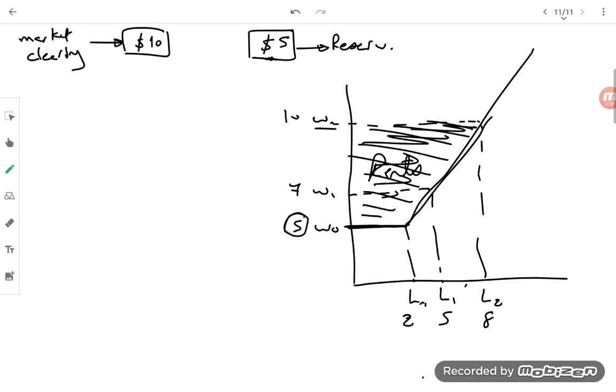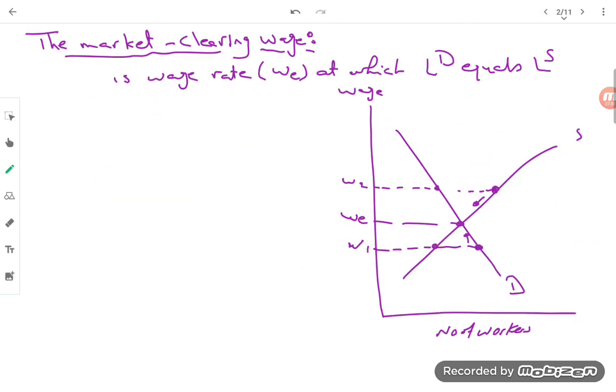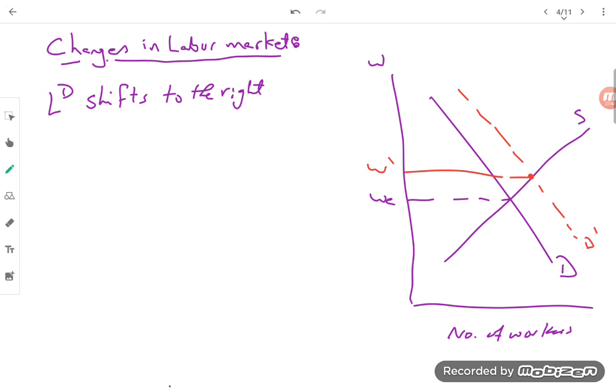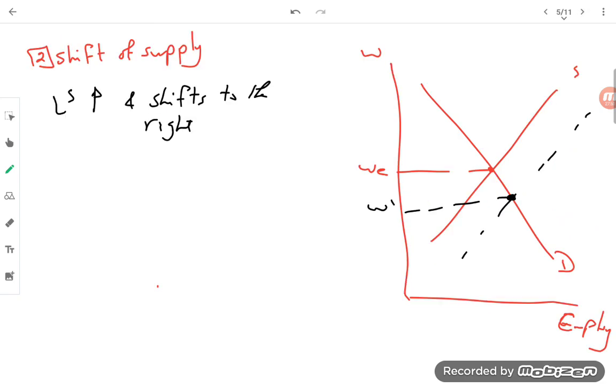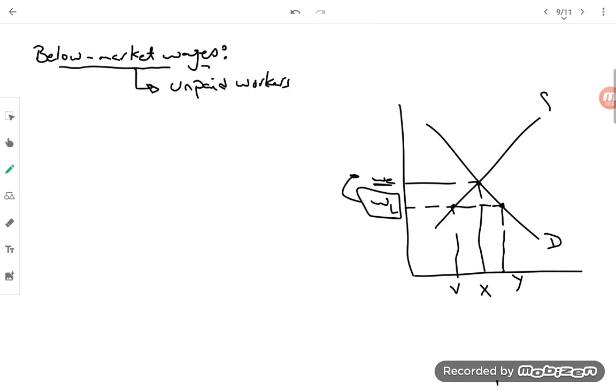So in our lecture today, we have merged demand and supply together in order to find the market clearing wage, and then we studied what's going to happen if one of the factors that affect demand and supply has changed, and then the equilibrium with non-market factors and its impact on the labor market, and finally the applications of the labor market.